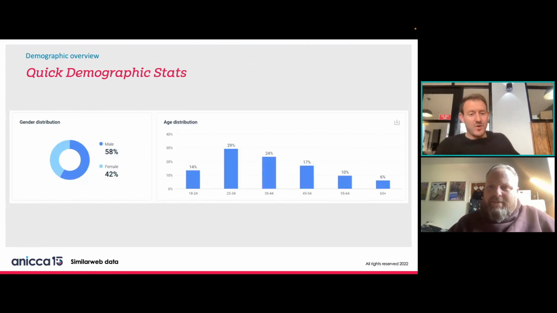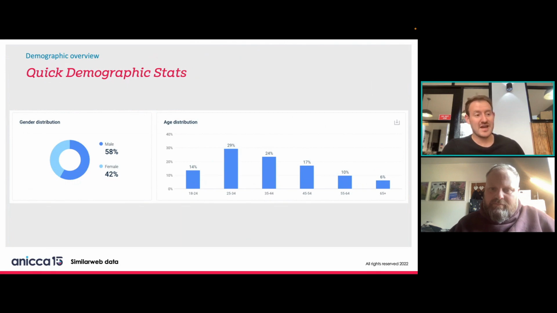We've then also got a quick demographic snapshot, so we can very swiftly gain an idea of the gender distribution of our analysed industry. You can see here, 58% of visitors to these sites are male and 42% are female. And we can also see the age distribution. So only 14% between 18 and 24, but then the largest percentage of traffic coming from 25 to 34-year-olds.